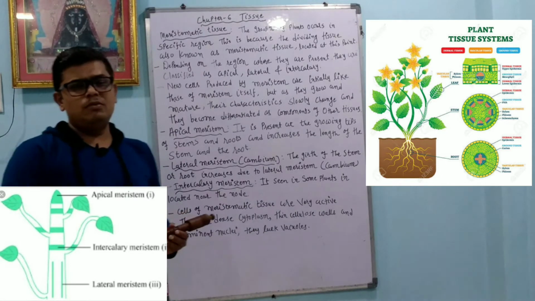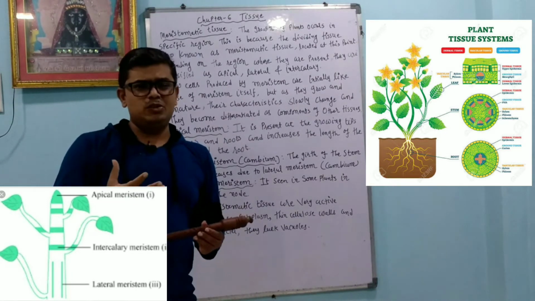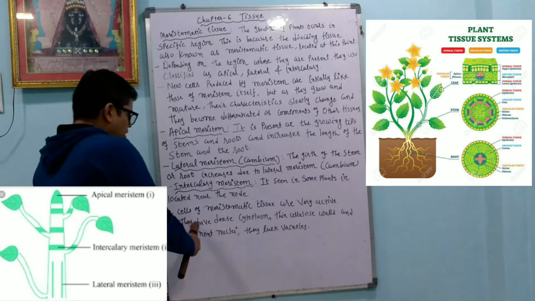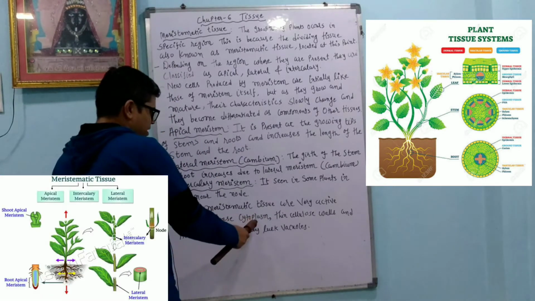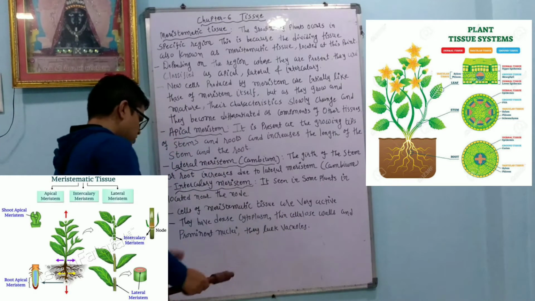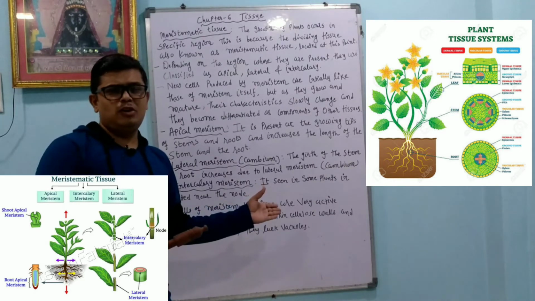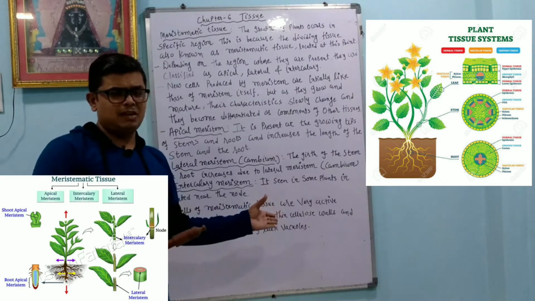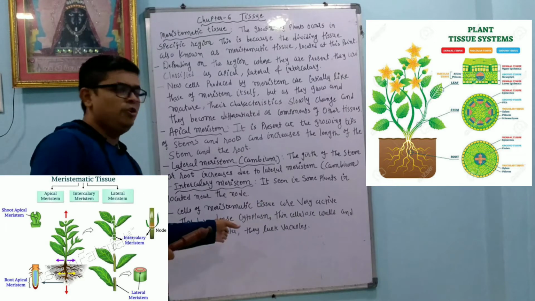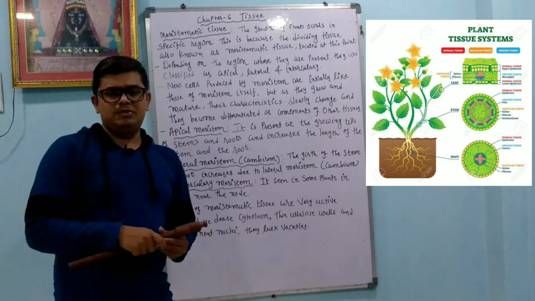Cells of the meristematic tissue are very active. Meristematic tissues are very active, so cell division takes place fast and growth is also good. They have dense cytoplasm, thin cellulose wall and prominent nuclei. They lack vacuoles, so they have dense cytoplasm. The thin cellulose wall, the cell wall present in all plant cells, and the prominent nuclei. They lack vacuoles; vacuole is absent.